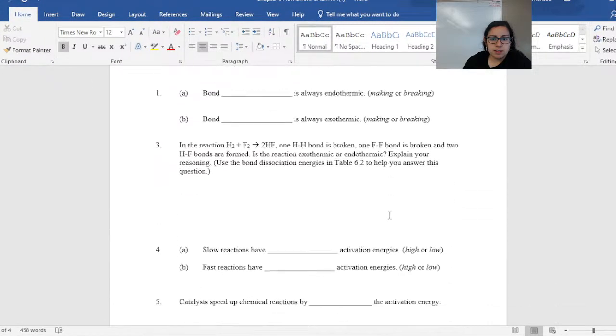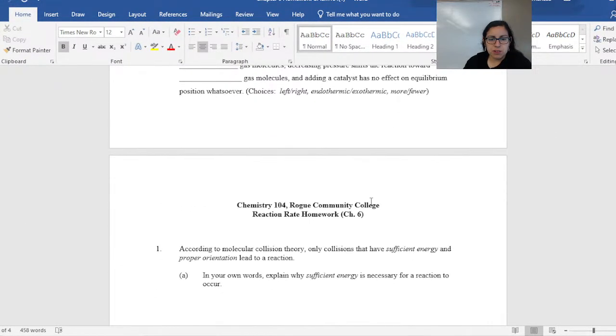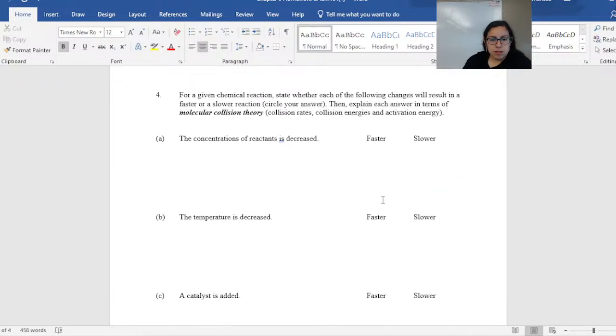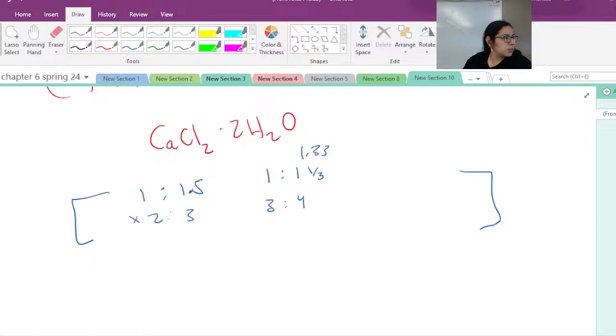So I'm just glancing at this homework, your chapter 6 homework. But in my opinion, it doesn't seem too difficult compared to maybe the stoichiometry issues that we're having. Is that a fair assessment? So should we do some stoichiometry practice? All right, so let's try to do some more stoichiometry practice.